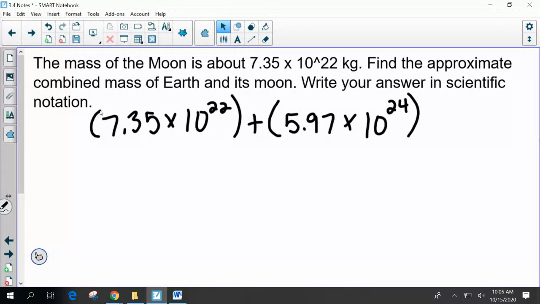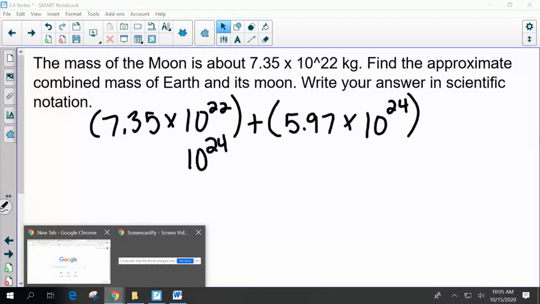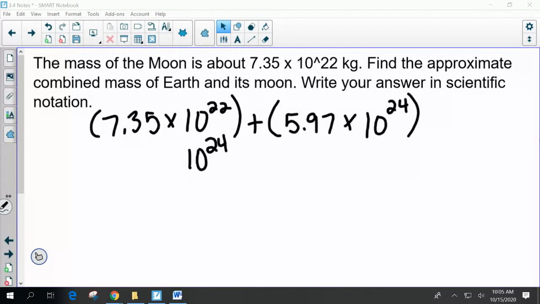Okay, addition is a little bit different. In order to do addition, you have to have a common exponent. I think it's easier to go to the bigger exponent, so I would make them both 10 to the 24th. So I have to balance this out. If I make this 10 to the 24th, I am adding 2, so I have to take away 2 from the left. So I have to move 2 times, and it becomes 0.0735.